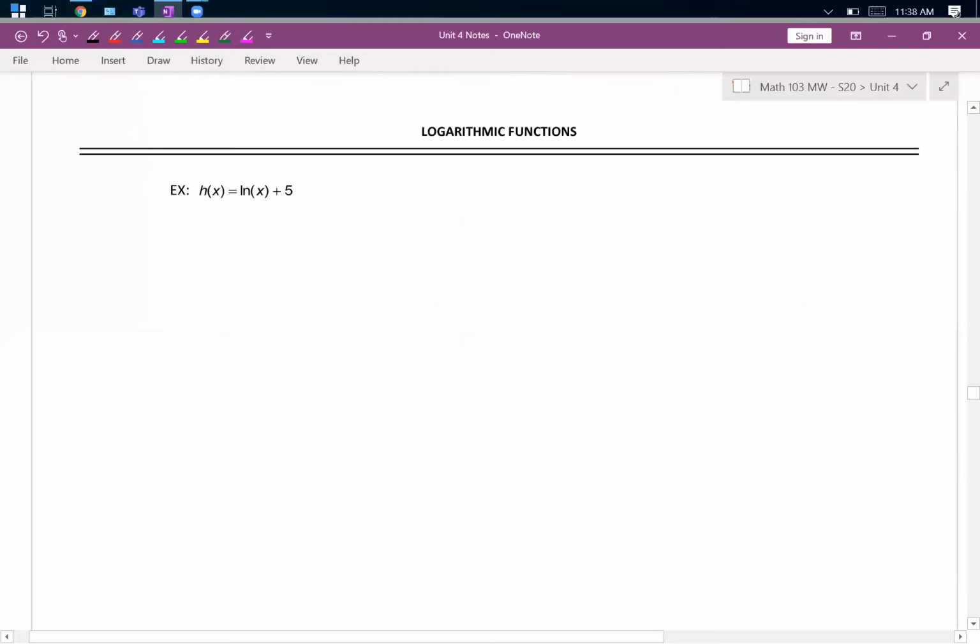Next, we want to graph h of x equals the natural log of x plus 5. Are there transformations here? Yes, one shift upwards. Just one, this plus 5. I know ln of x looks so much different than that log stuff spelled out, but that's just a log. And if you want to think to yourself, in your thought bubble, that this is log base e of x, that's fine with me.